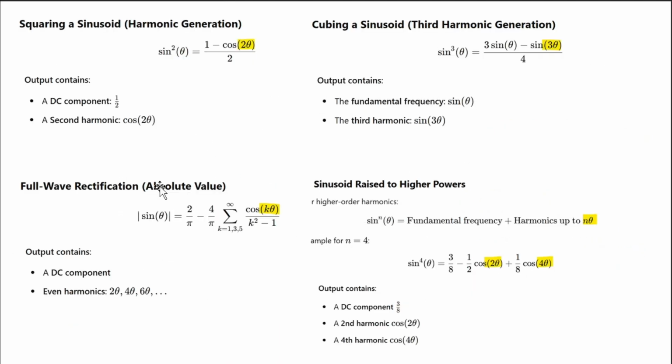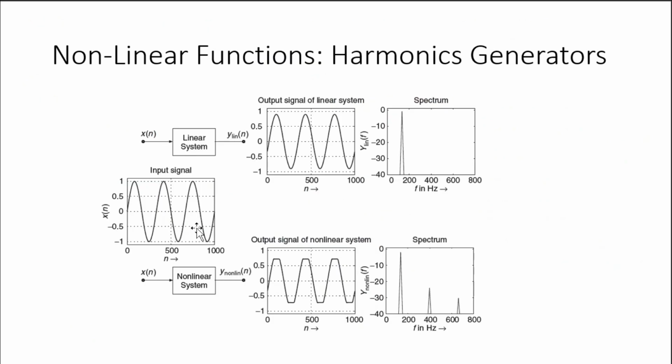So what happens when we pass a sinusoid through a linear and a nonlinear system? As I mentioned earlier, in a linear system, the signal just passes through. Either it gets attenuated or it gets amplified. Its original frequency remains the same, which is shown by the spectrum plot. However, when we pass the signal through a nonlinear system, its time domain waveform changes.